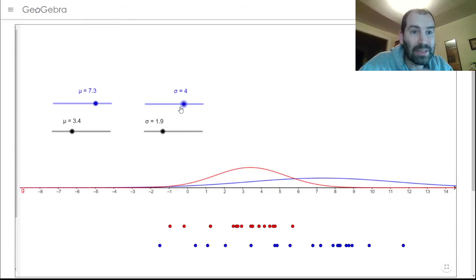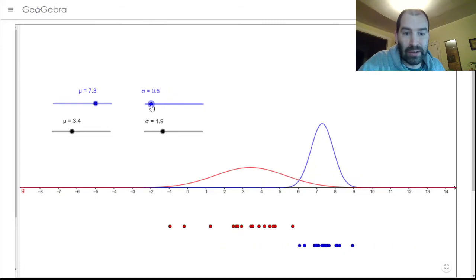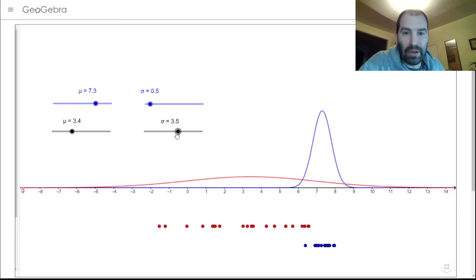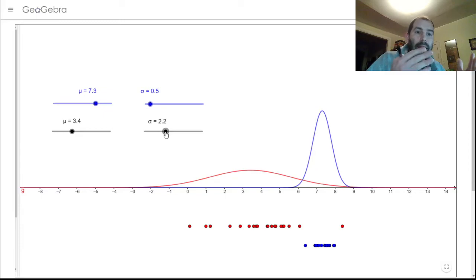And that makes sense because the standard deviation is the average distance that values are from the mean. If on average values are far from the mean, that means they're spread out. If on average the values are not far from the mean, they're close together. That's when the standard deviation is small. And I can do the same thing with the red.